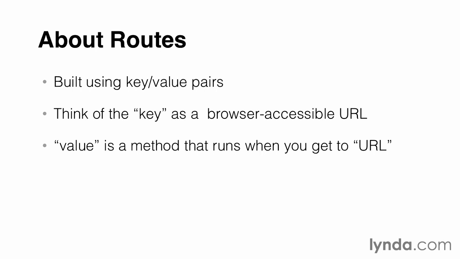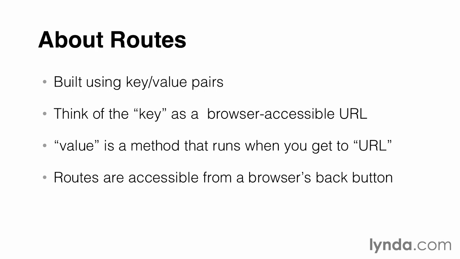Now, there's a really important point you need to understand about Backbone routes. The common use of routes is to execute a method that's wrapped in the value when the value's respective route link gets loaded into a web browser. Thanks to recent browser technologies like the History API, routes and their methods are accessible from a web browser's back button. This may not sound like a big deal, but it's evidence of how far browser technology has come. Trust me, it's a big deal.